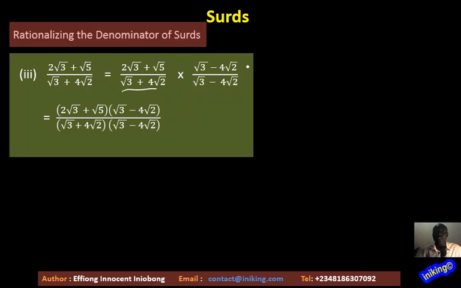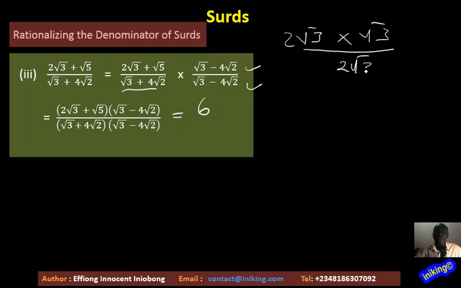Now this, that's the conjugate. That's the denominator. We have the conjugate up and down. To expand this, we have 2 root 3 times root 3. You agree root 3 times root 3 will give us 3. So 2 times 3 is 6. So we are going to have 6 there. And then 2 root 3 times 4 root 2. 2 times 4 is 8.